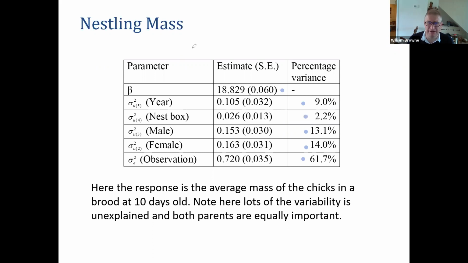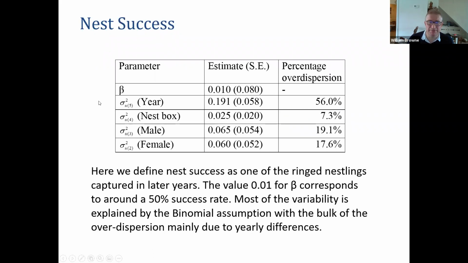Nest box, again, not much of an effect going on there. Okay. So let's finally look at some of these success criteria. How successful are the birds? Okay, and we can see the value 0.01.